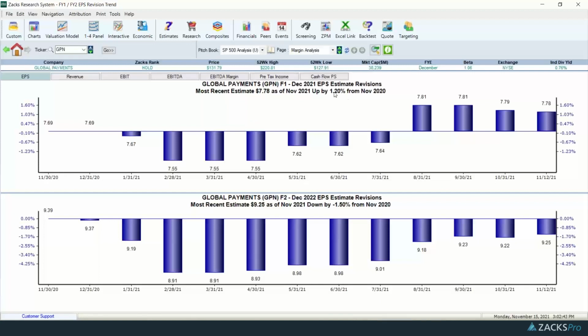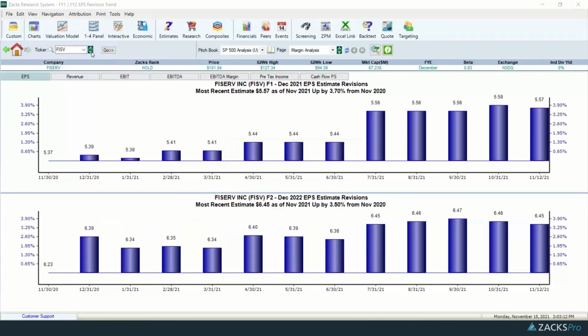Global payments has literally sat flat, okay? So although we have a nice trajectory of growth, there hasn't been that upward momentum each and every month like we see in those macro tilt stocks and a lot of our other ECP names. We've only gone up 1.2% on our FY1 estimate for December 2021 in the last year. And we're actually down 1.5% for F2, which is December 2022, okay?